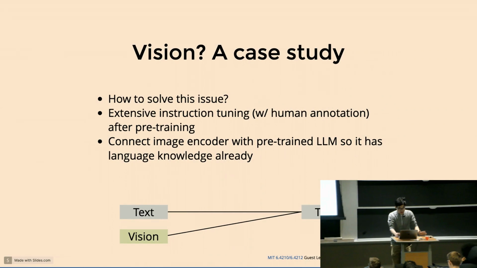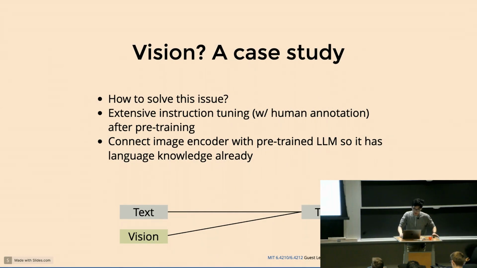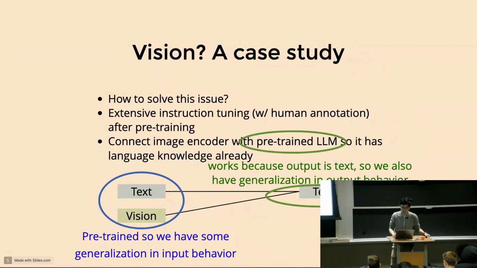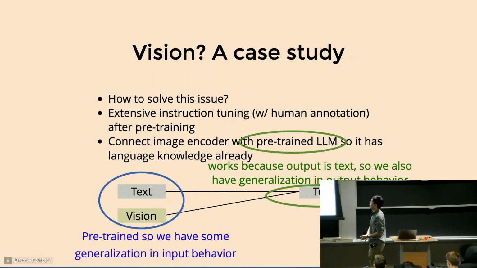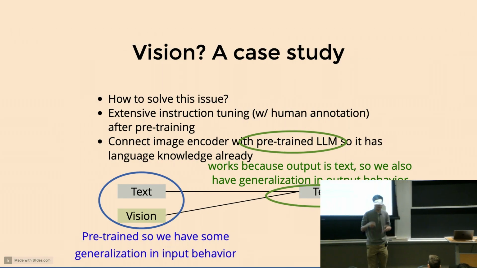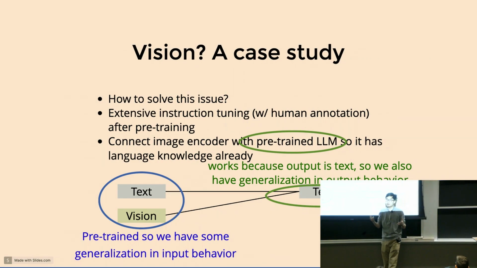So how to solve this issue? People do extensive instruction tuning, supervised fine-tuning. This is supervised learning with human annotation. And people connect the image encoder with a pre-trained large language model, so it has language knowledge already. You don't train the language branch from scratch. Instead, you concatenate them. Okay, and we should look at this. If you actually use GPT-4V, you will realize it's really good, despite all the challenges.